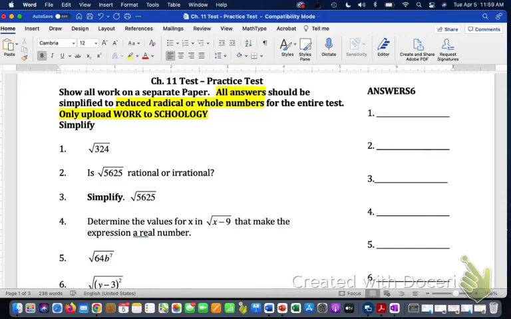This is the Chapter 11 practice test. I'm going to attempt to turn it into an Edpuzzle, especially for the kids who were gone today for the field trip. So let's get going.